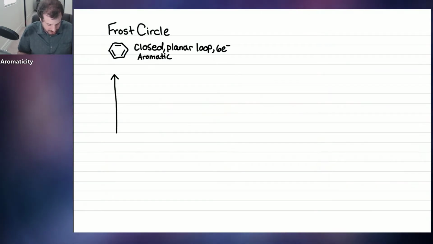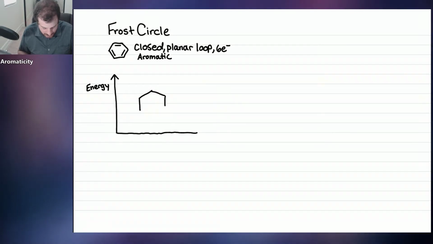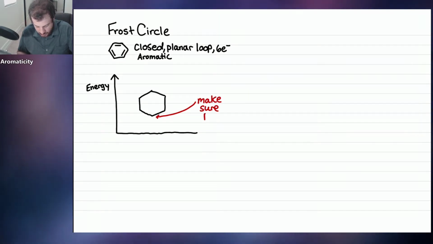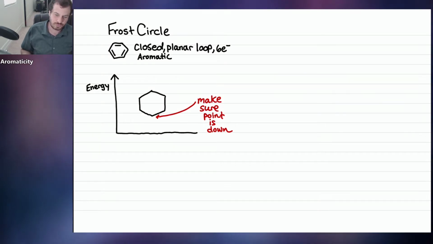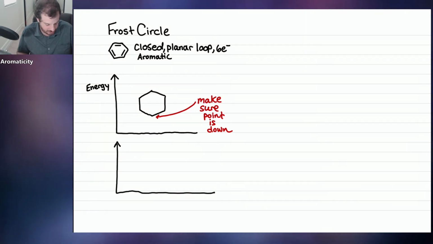So let's start by drawing our axes for our molecular orbital diagram, where the y-axis is energy. And then just draw your compound with the point facing down. Very important that you draw it that way. So make sure the point is down. Now let me just redraw this down here so you can see how it works, because I don't want to decorate the one I just wrote that note on.